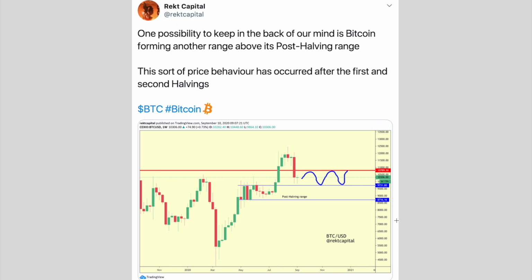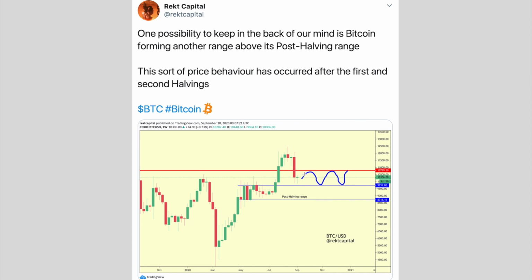So how can this historically recurrent tendency across time after the halvings actually translate into the price action that we're seeing today, post-halving number 3? We have to be open to the fact that a new range may form above the post-halving range, and of course the post-halving range is a $1,000 range from 8,700 to 9,700.